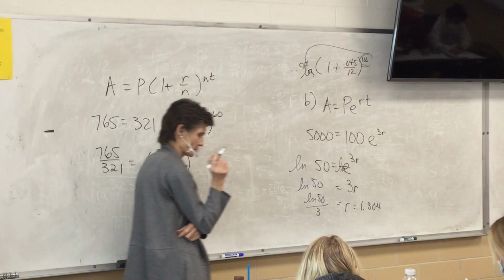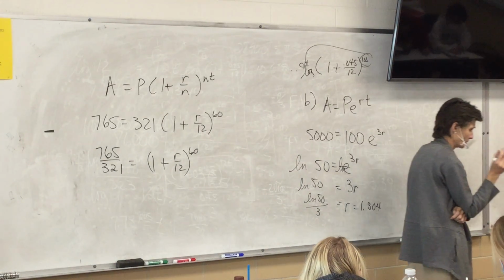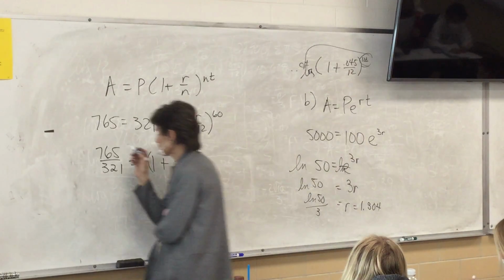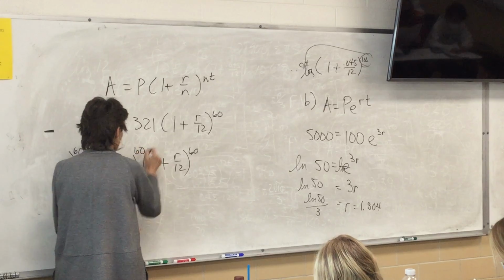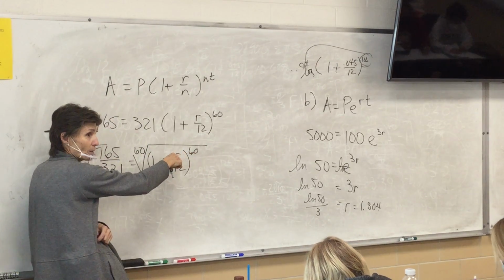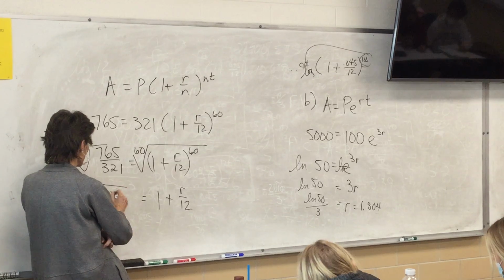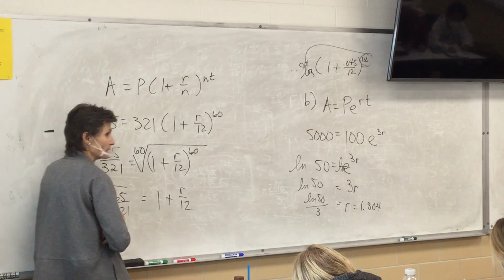Uh-oh. What do I do now? I heard someone say something. Okay now. What? You're going to take the 60th root of both sides. That's exactly right, Abby. You're going to take the 60th root of both sides. Because isn't that the only way to get rid of that power? So 1 plus r over 12 equals the 60th root of 765 over 321.